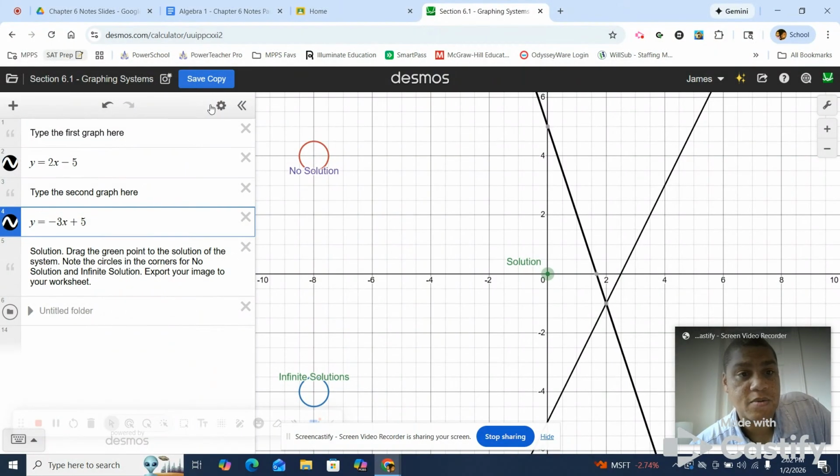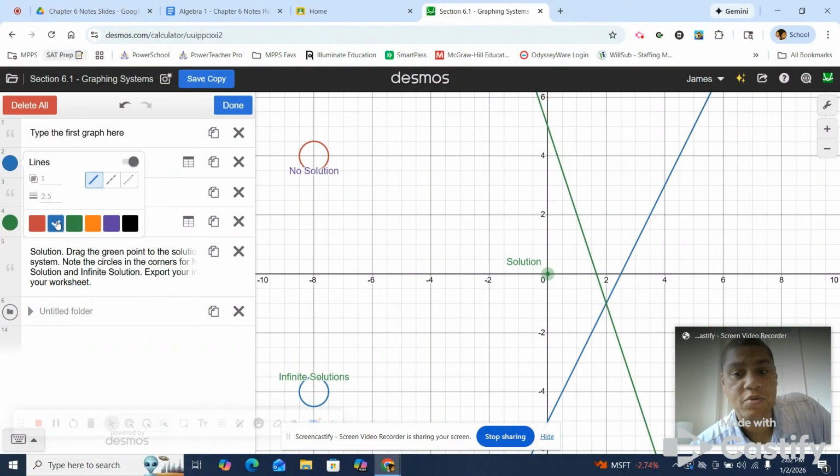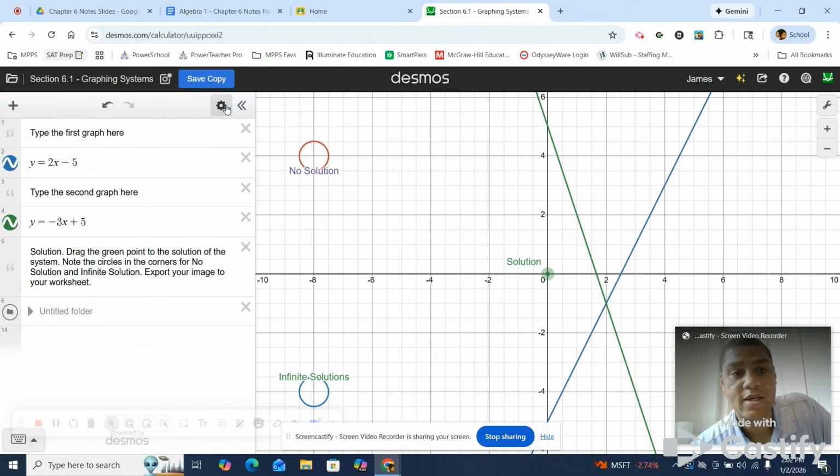And let's change the colors. Whoops. Settings. We don't need them all to be black. Let's make one green. And let's make this one blue. We got time. And I say we have time because here's the rest of the lesson. There's our solution right there.